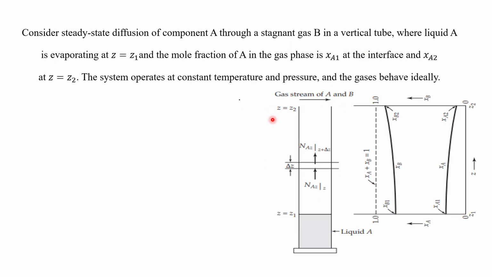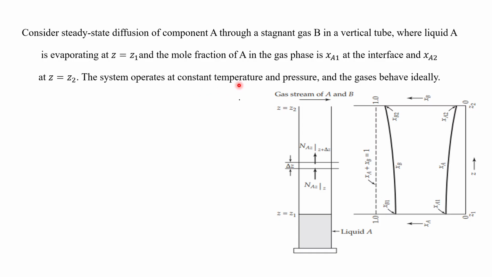This is the figure for the question. We have a vertical tube and a volatile liquid A. Z equal to Z1 is the interface of liquid A and the gas B. Initially, we will only have a gas stream of B, but as time passes, the liquid A will evaporate into air, or we can say any stagnant gas considered as B, and it will eventually become a gas stream of A and B. The mole fraction of A in the gas phase at Z equal to Z1 is XA1 and XA2 at Z equal to Z2 at the end of the tube.